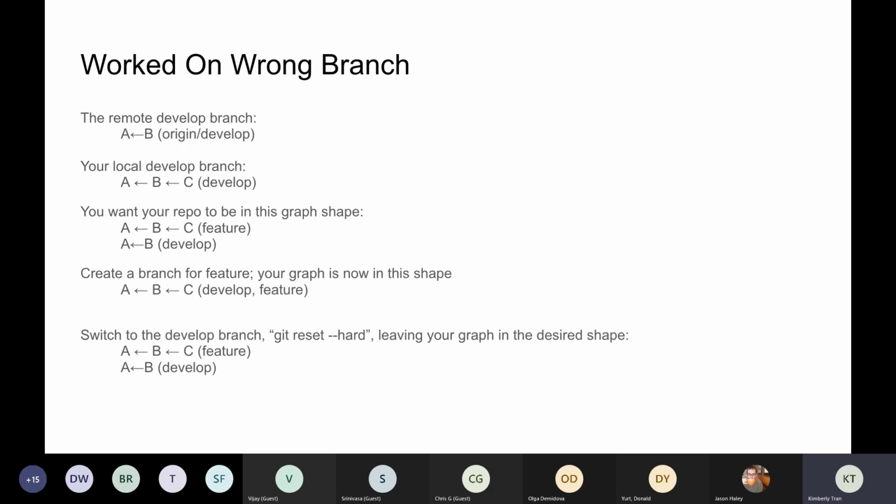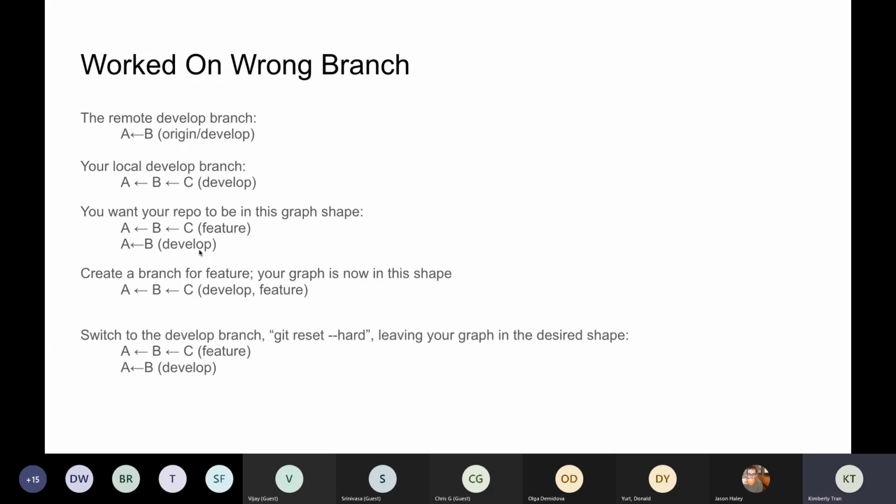Here's another case where you work on the wrong branch. This is fairly typical, right? So the remote branch looks like this. You have changes A and B. Your local branch is, you accidentally checked in C to your local develop branch. So you've committed and it looks like A, B, and C. Instead, what you want is your repo in this shape, where A, B, and C is your feature branch, and A and B is your develop branch.